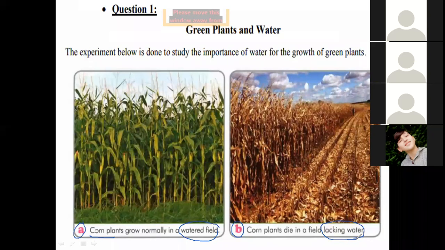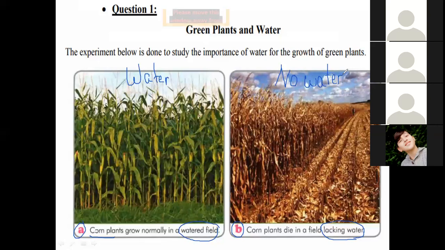If I ask you, what is the variable factor, Karam? Water. So here we have water in plant A, while in plant B we don't have water. If I told you to compare the aspects of the two plants, can you do this? Yes, do it.